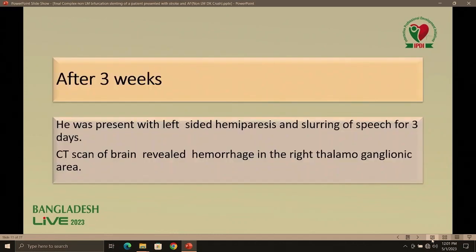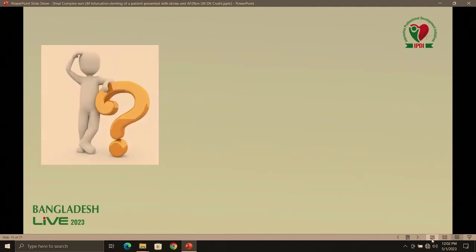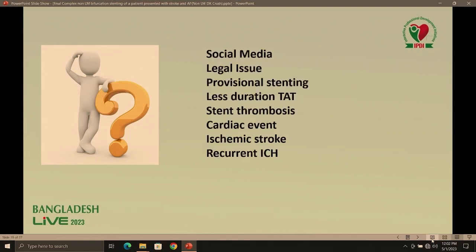After 3 weeks, the patient developed an ischemic hemorrhagic stroke in the right thalamoganglionic area with left-sided hemiparesis and slurred speech. And this is the CT scan finding of this patient. And there are many questions in my mind. There are some social media problems and legal issues also. Whether the patient could be treated with a provisional stent, single stent, and can we use a shorter duration of TAT.